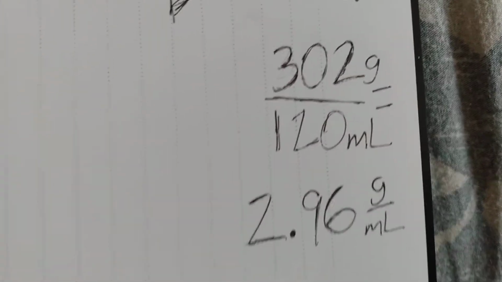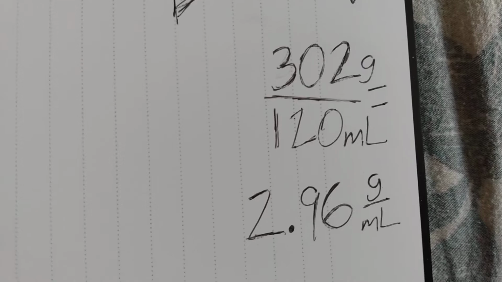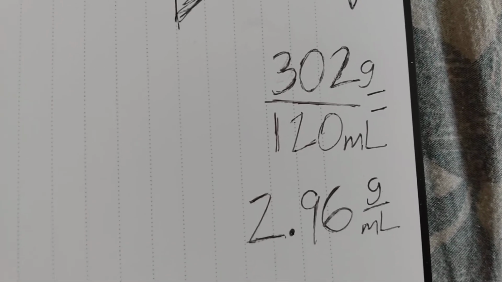2.96 grams per milliliter. That is the density, and that is the method that you use to calculate the density of a rock. I hope you found this helpful.